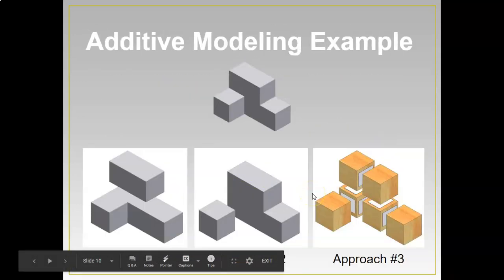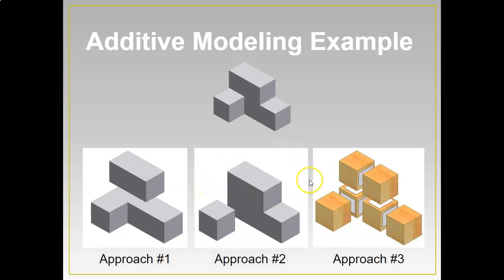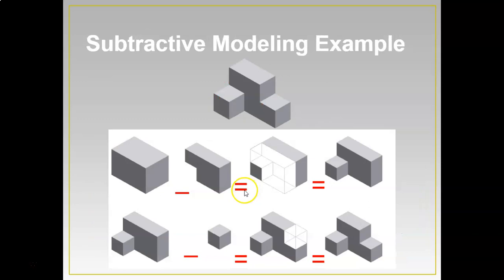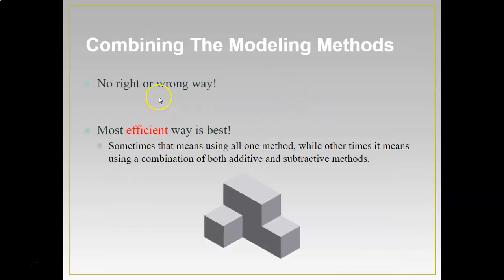Just like when we did additive, you could draw this piece, extrude it, and then draw this piece and extrude it. You could draw that and extrude it, then draw that and extrude it, or individual blocks. Now those aren't the most efficient ways, but it's my job to teach you the most efficient way. Okay, so it says here on the last slide, combining the methods is probably the most efficient way.